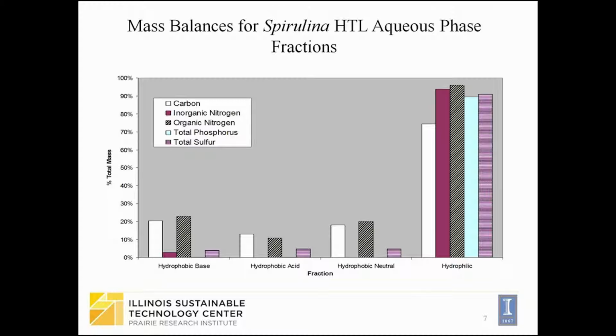present. Here is a mass balance for the fractions that we obtained, and you can see that the hydrophilic fraction contains the vast majority of potential nutrients. However, this fraction also contains material that can inhibit algal growth, such as sulfur and organic nitrogen.